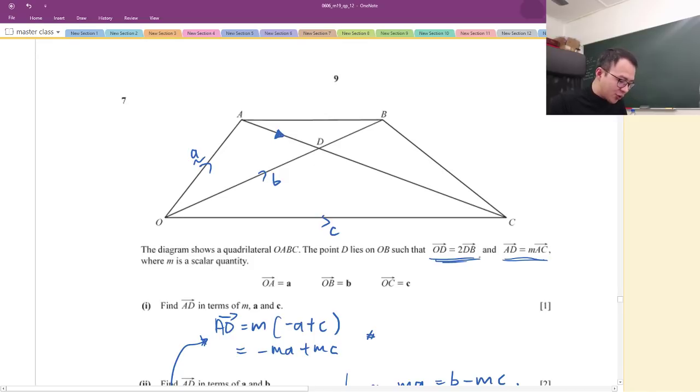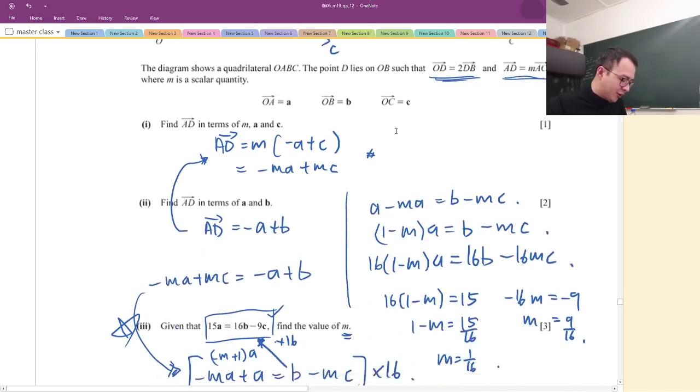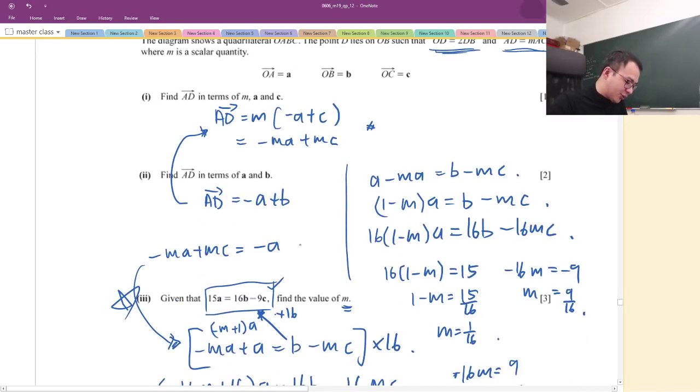So OD equals 2 dB. So therefore OD over dB equals 2 over 1. So OD is ratio 2, dB is ratio 1. So therefore, this is 2 over 3b. And then here is 1 over 3b. So therefore, this one is plus 2 over 3b.